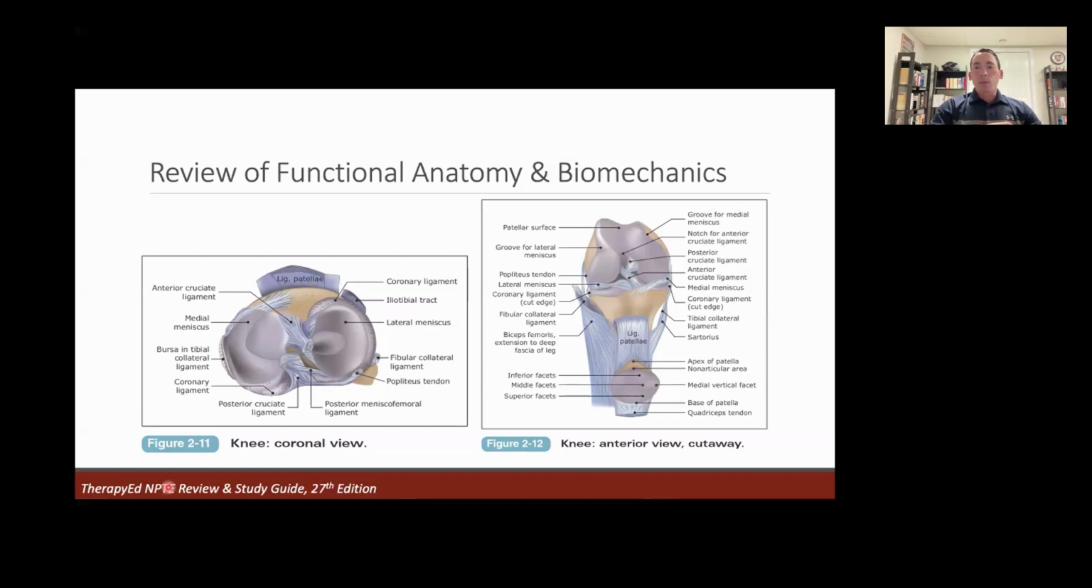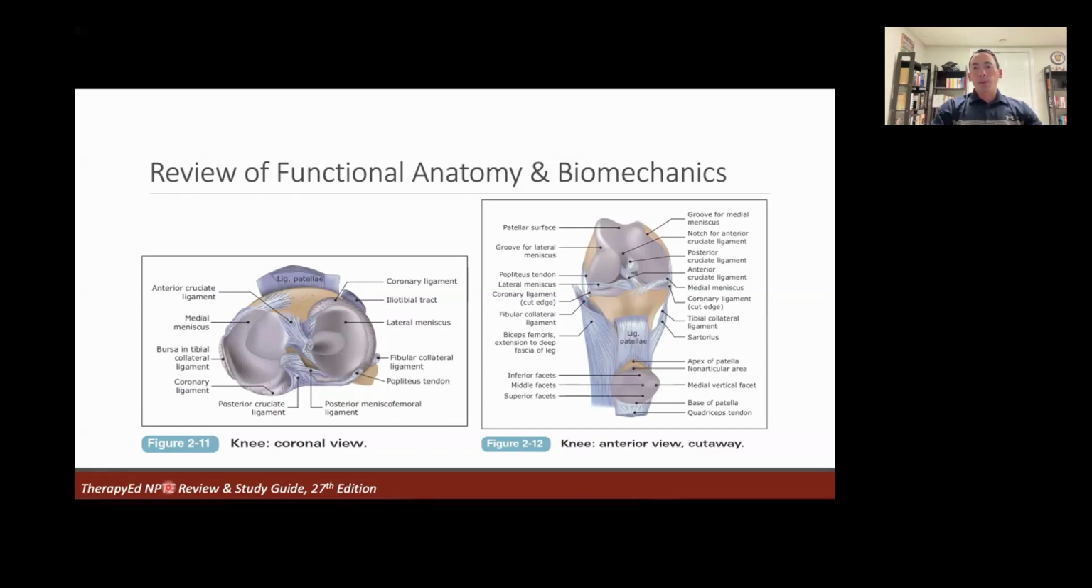The MCL is divided into a superficial portion and a deep portion. The superficial portion arises proximally from the medial femoral condyle and travels distally to insert into the medial aspect of the proximal tibia, just distal to the pes anserine. And the deep portion is continuous with the joint capsule, and it originates from the inferior aspect of the medial femoral condyle and inserts on the proximal aspect of the medial tibial plateau.